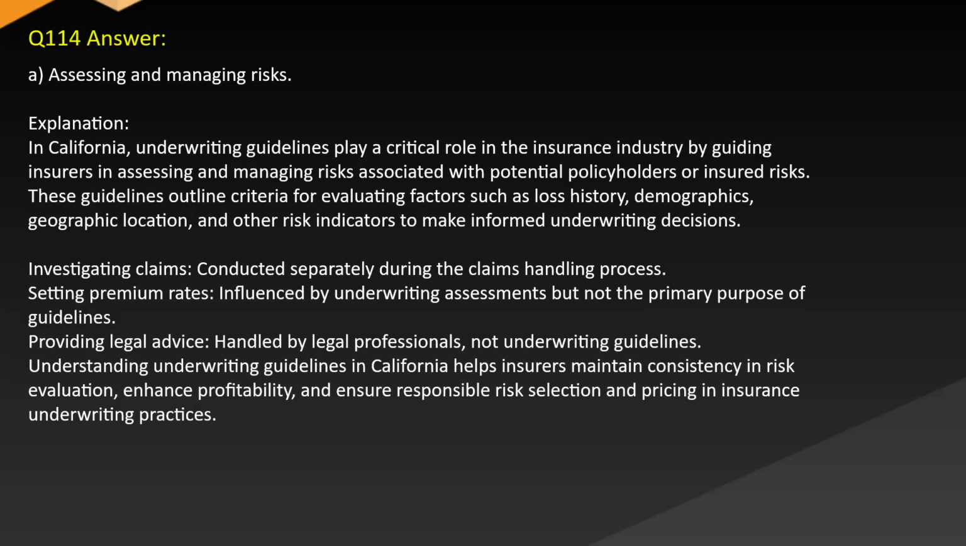Answer: A. Assessing and managing risks. Explanation: In California, underwriting guidelines play a critical role in the insurance industry by guiding insurers in assessing and managing risks associated with potential policyholders or insured risks. These guidelines outline criteria for evaluating factors such as loss history, demographics, geographic location, and other risk indicators to make informed underwriting decisions. Investigating claims is conducted separately during the claims handling process.